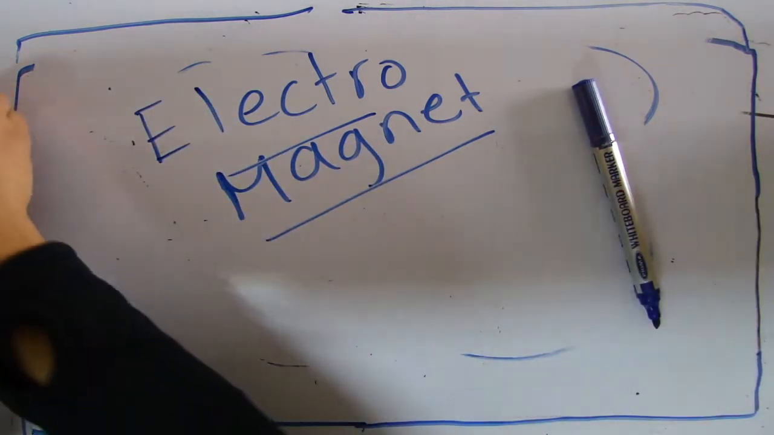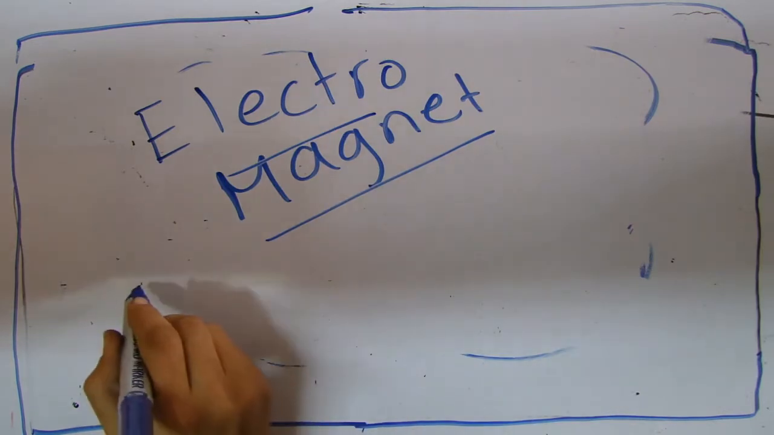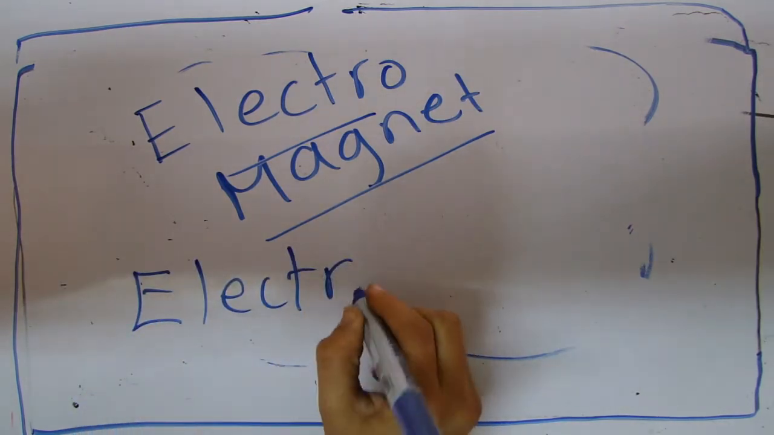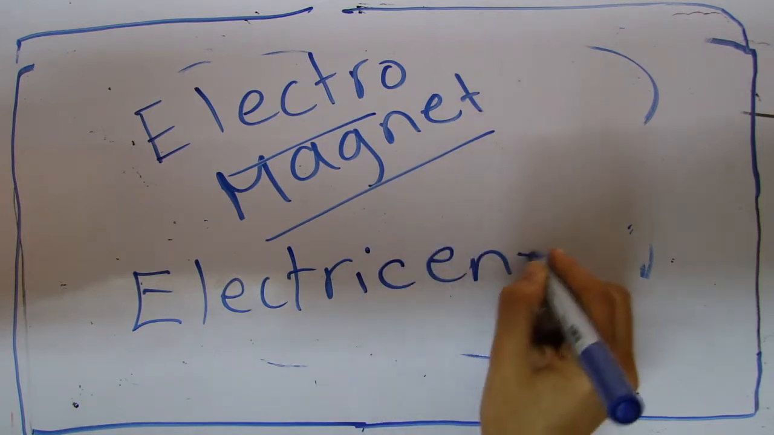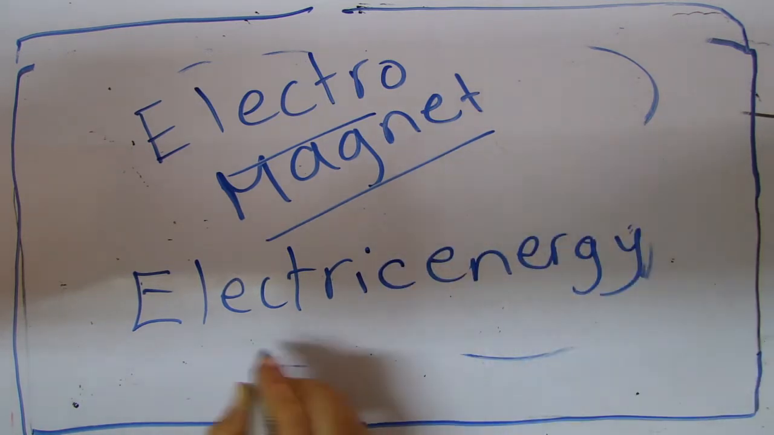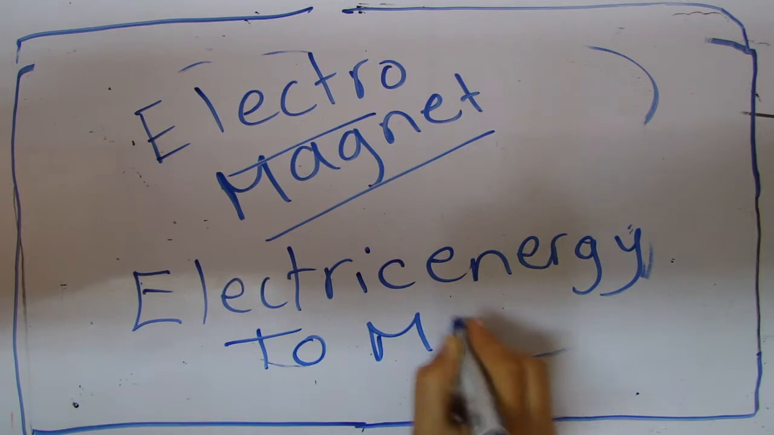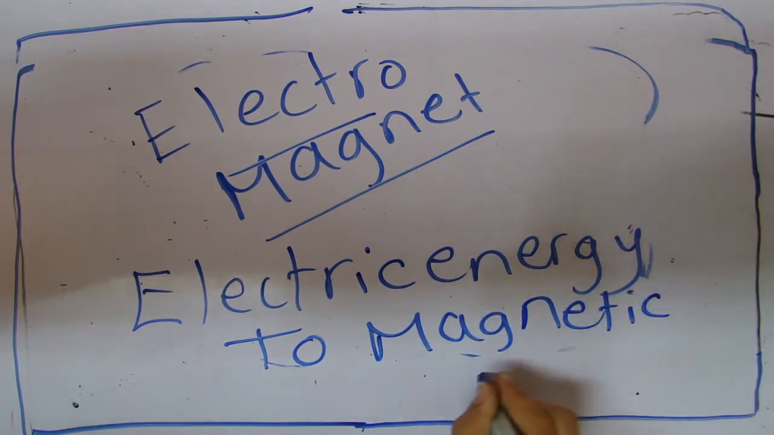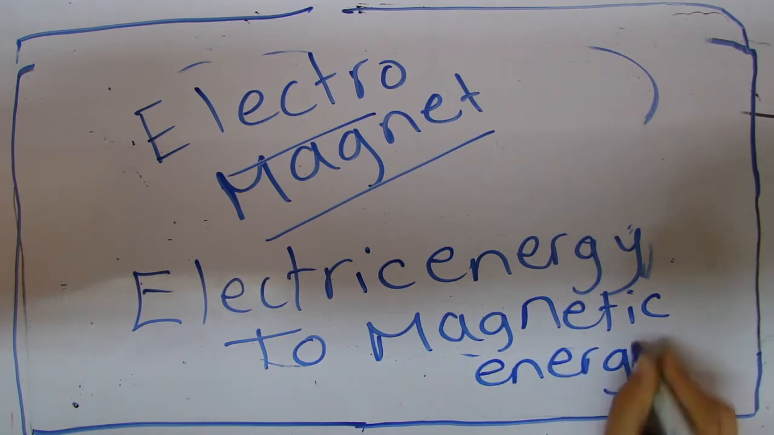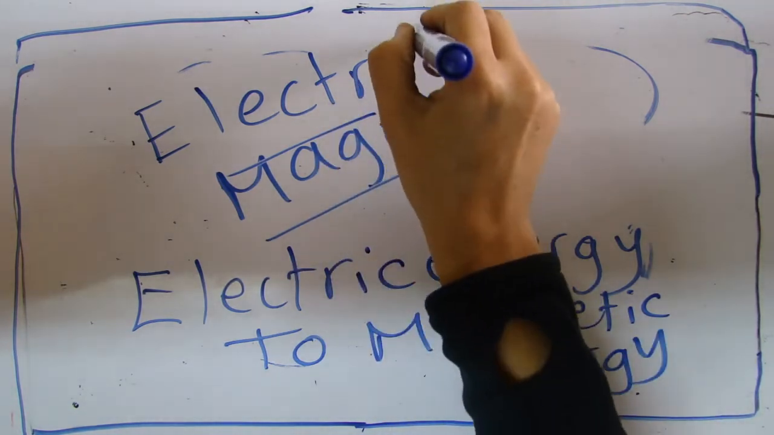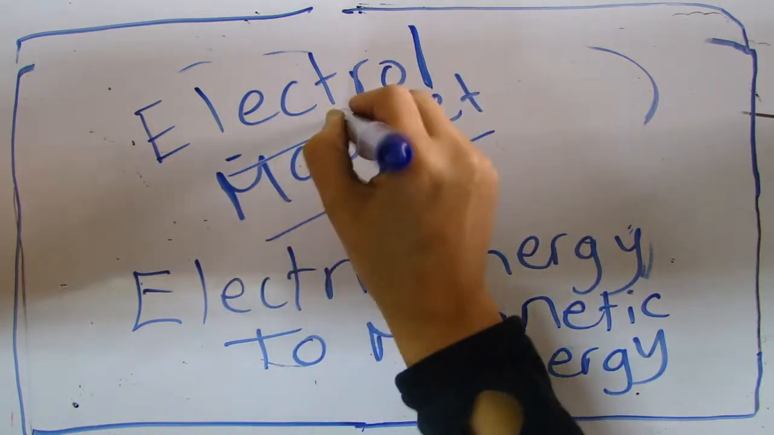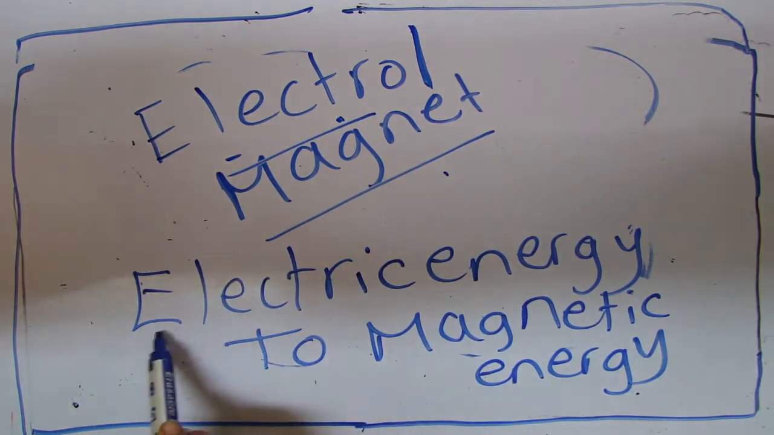So the electromagnet changes from electric energy to magnetic energy. Again, electromagnet: we can divide these two words to separate it into two parts. The electromagnet changes electric energy to magnetic energy.